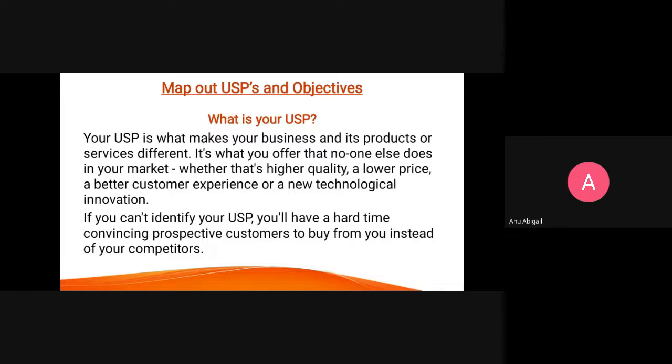Whether that's higher quality, maybe the product you are selling is of high quality. People know that if I buy this stock gin from this guy, this gin is of high quality. It's not the type of gin I'll wash once, twice, and it will fade away. They know that this guy is selling high quality. So that's your USP.